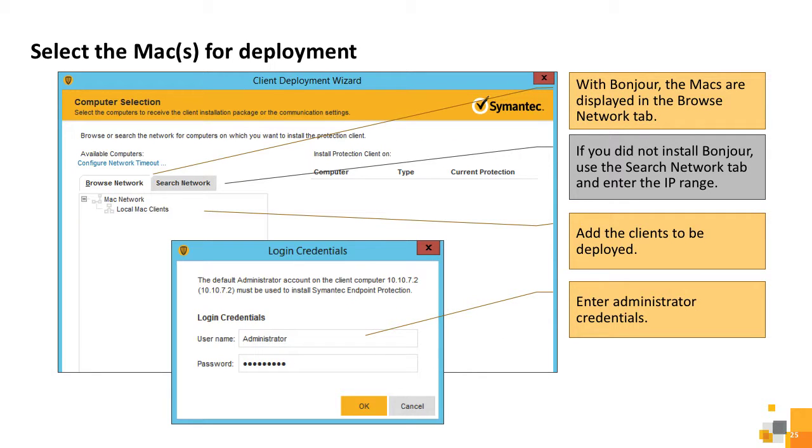If you install Bonjour on the system running the SEPM console, you can browse for Mac clients in the Browse Network tab. Otherwise, use the Network Search tab to look up Mac clients by IP range. Click the double arrows to add the clients to be deployed. Enter an administrative account for the Macs. If the Macs are in Active Directory, a domain administrator can also work. If the Macs are standalone, ensure that you have a common login for each system to simplify the deployment.